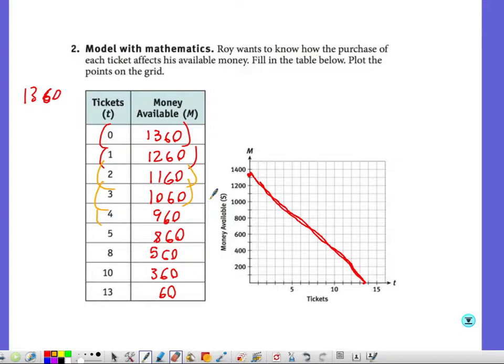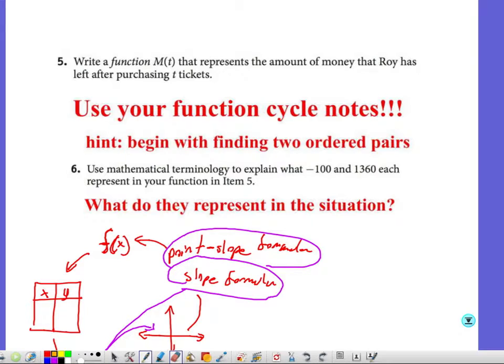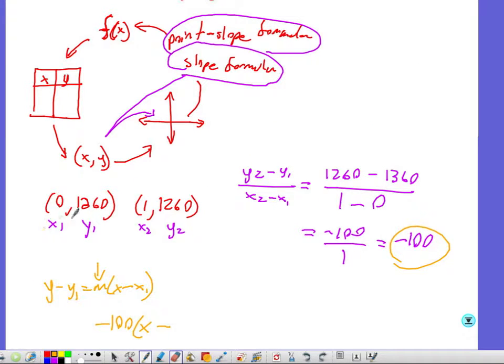But I like to keep it simple. So we're going to use 0, 1360. So x1 is 0 and y1 is going to be 1360. So we have y minus 1360 equals negative 100x minus 0.